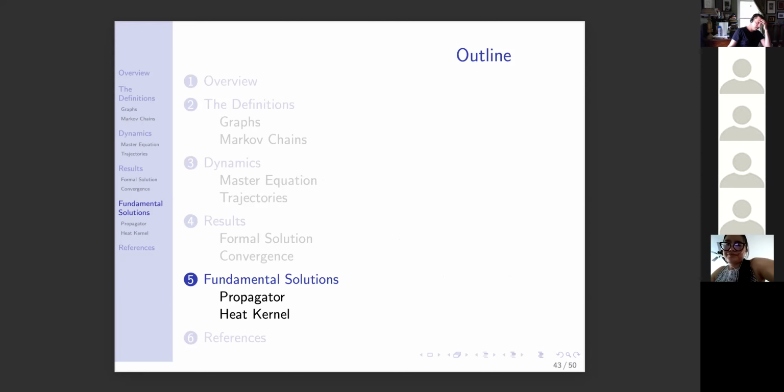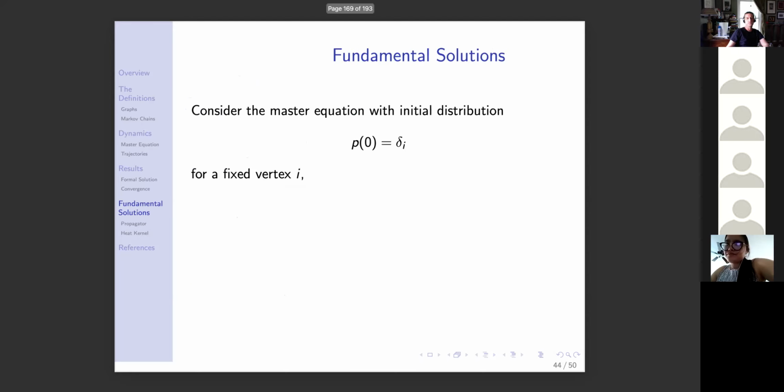Okay, so now this is the last part of my talk. It's going to take maybe 5 minutes more. I want to talk about fundamental solutions, which is really not, there are no theorems here. It's just sort of a way of rewriting things.